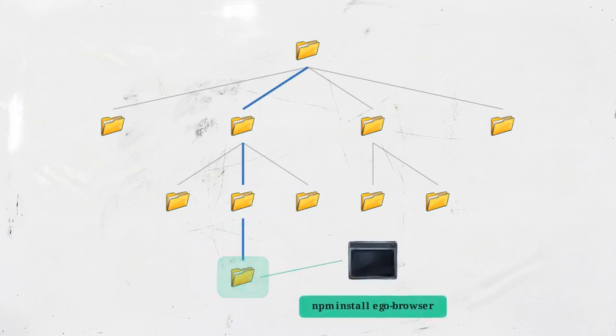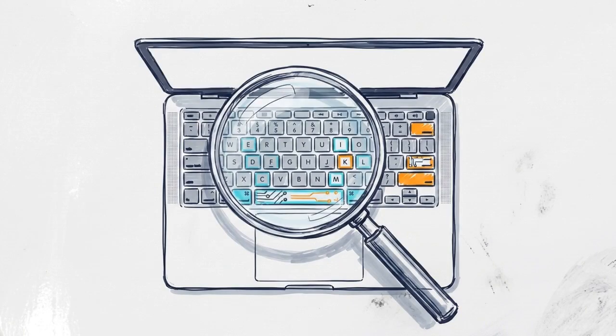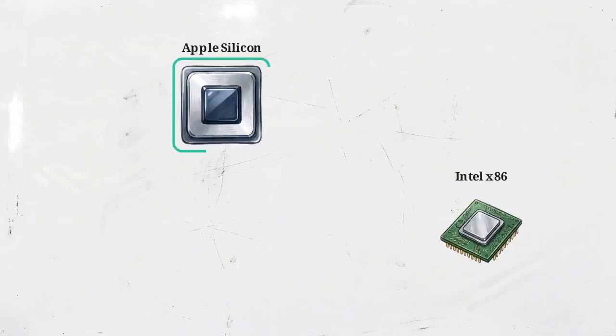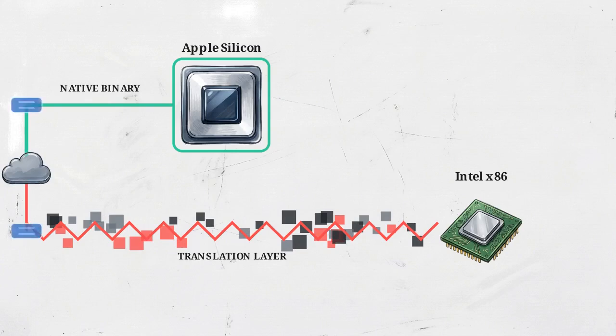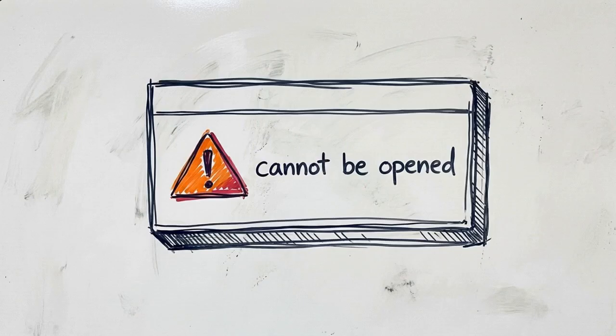Once you hit enter, the agent reads the online documentation, navigates your local file directories, and automatically runs the Node Package Manager scripts required to link the browser to your system. While it works, verify your Mac's hardware architecture. Check if you are running Apple Silicon or an older Intel chip. You need to ensure the agent pulls the correct binary built for your specific processor to avoid slow translation layers.